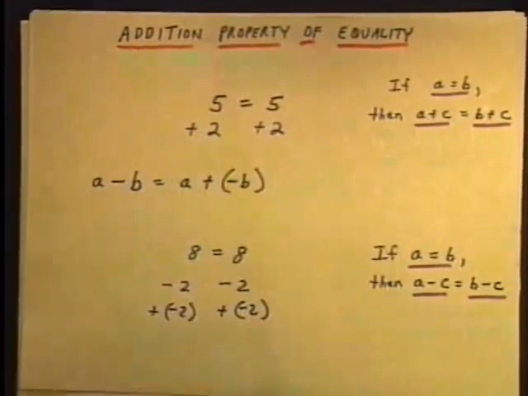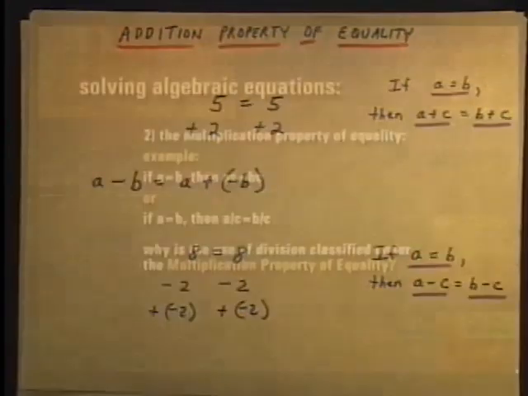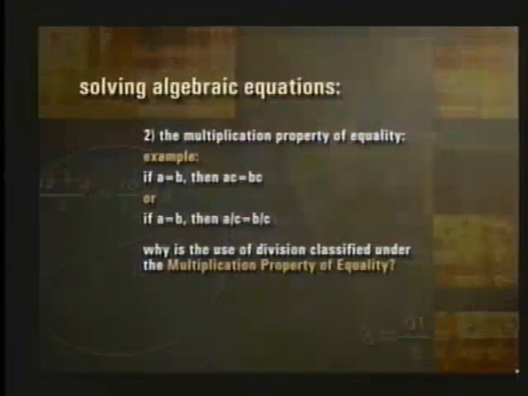Now for the next graphic, we're going to talk about the multiplication property of equality. The example here is if A equals B, then A times C, and remember that's written AC, equals B times C, BC. Or if A equals B, then A divided by C equals B divided by C. Now, why is the use of division classified under the multiplication property of equality? Well, let's take a look.